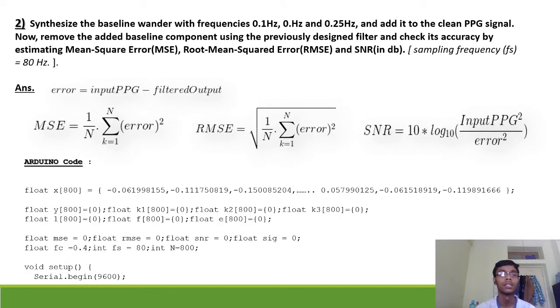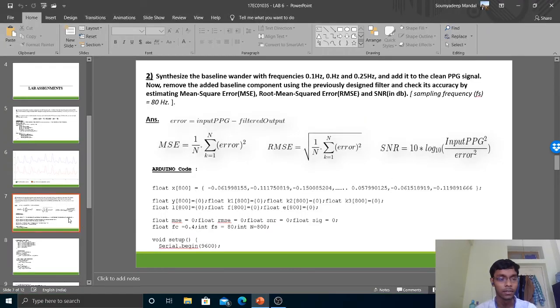So our second question was to synthesize the baseline wander with frequencies 0.1, 0.2 and 0.25 Hz and add it to the clean PPG signal. Now remove the added baseline component using the previously designed filter. Check its accuracy by estimating mean square error, root mean square error and SNR. Sorry, I made a mistake here. It should be 0.2.